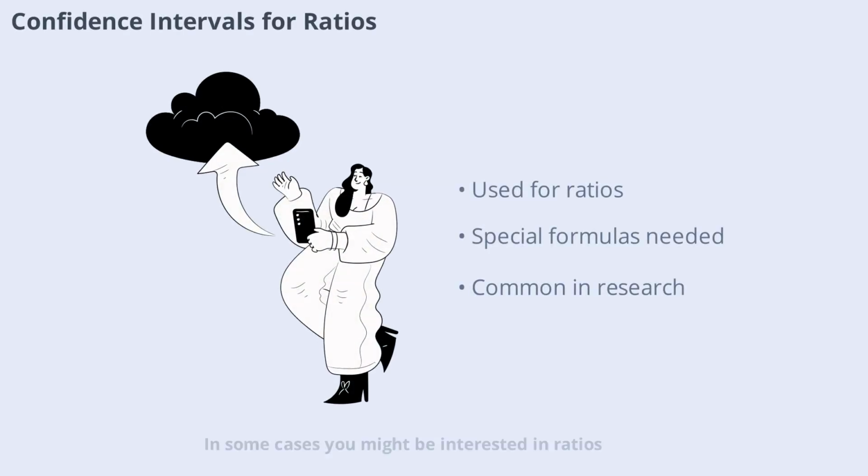In some cases, you might be interested in ratios, like the relative risk in medical studies. Confidence intervals can be calculated for ratios too, using specialized formulas. This helps researchers understand not just the size of an effect, but also the uncertainty around it. Ratios are common in epidemiology and economics.